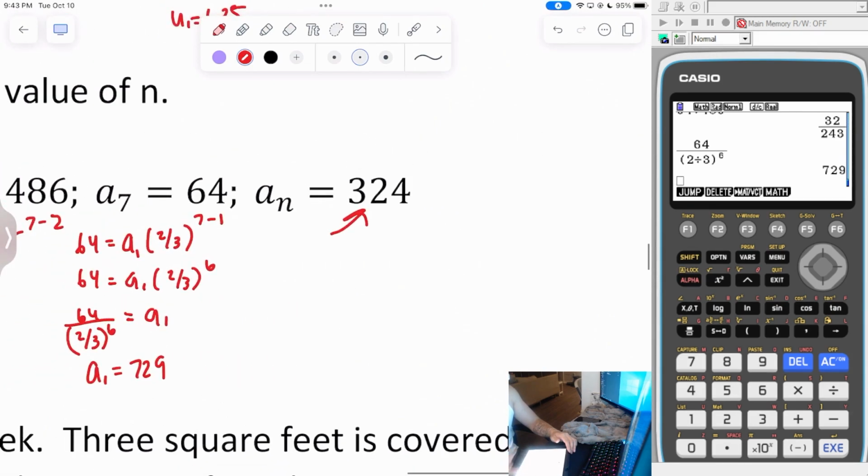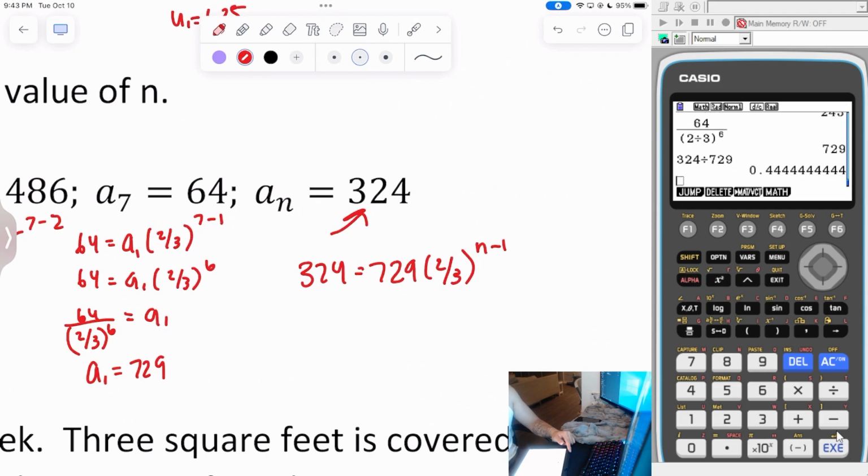Now I'll plug this back into the first equation so I can solve for a sub n, this arbitrary number of my sequence. Let's see where it belongs. So I'll say 324 equals 729 times r, which is 2/3, to the power of n minus 1. Then we'll simplify what we can and solve for n. I'll take both sides and divide by 729. I get 0.44 repeating. Let's change it to a fraction. I get 4/9 equals 2/3 to the n minus 1.